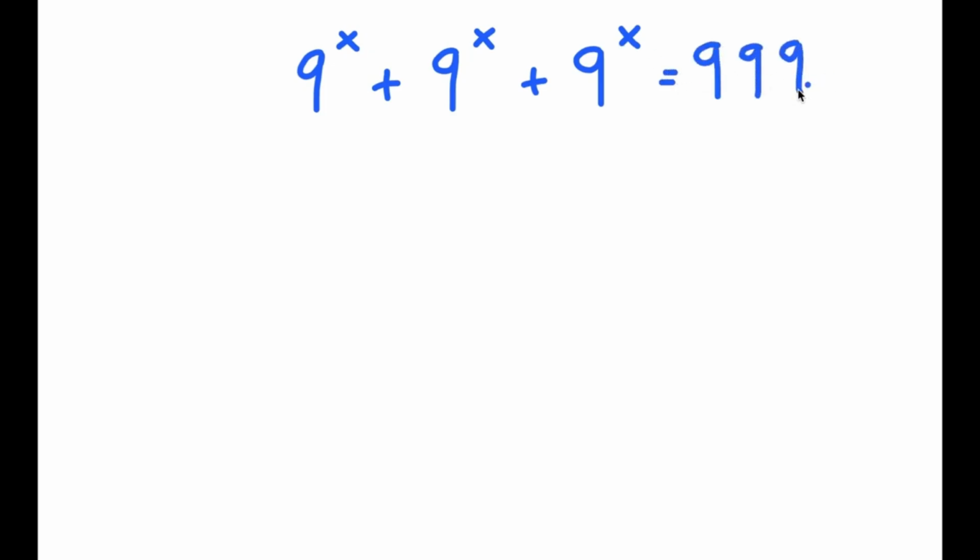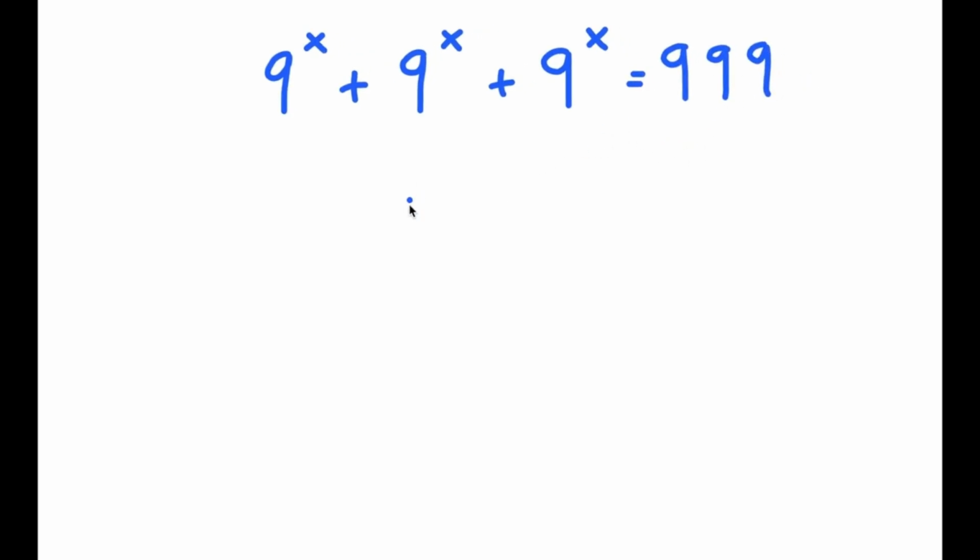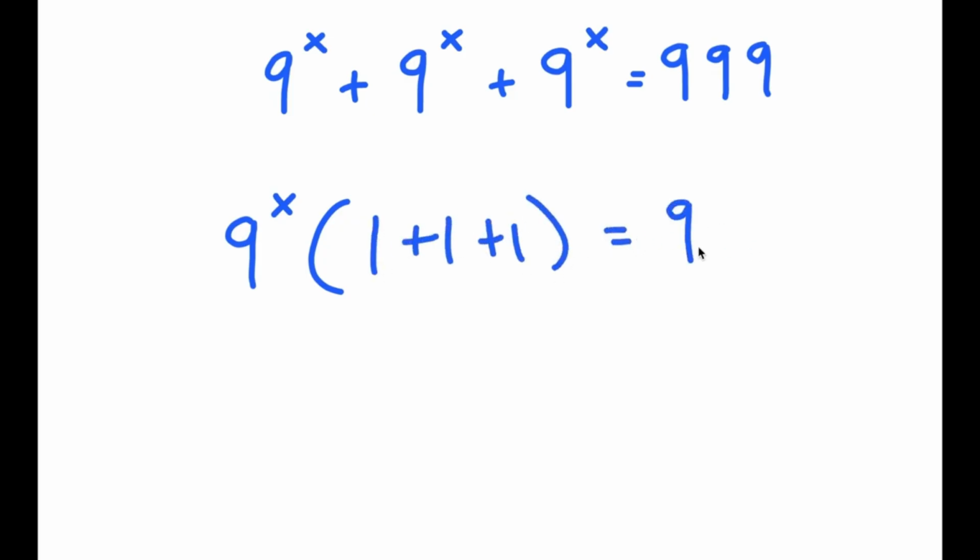Alright, so in this video, I'm going to solve the equation 9 to the power of x plus 9 to the power of x plus 9 to the power of x is equal to 999. So to solve this, I'm going to first start by factoring out 9 to the power of x on my left-hand side. So I get 9 to the power of x times 1 plus 1 plus 1 is equal to 999.